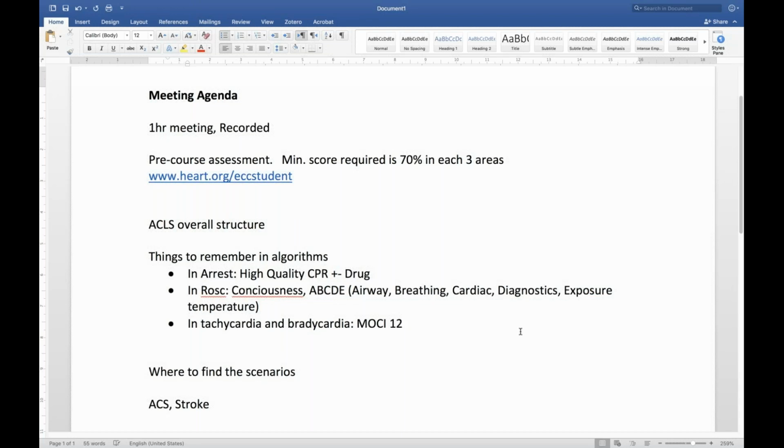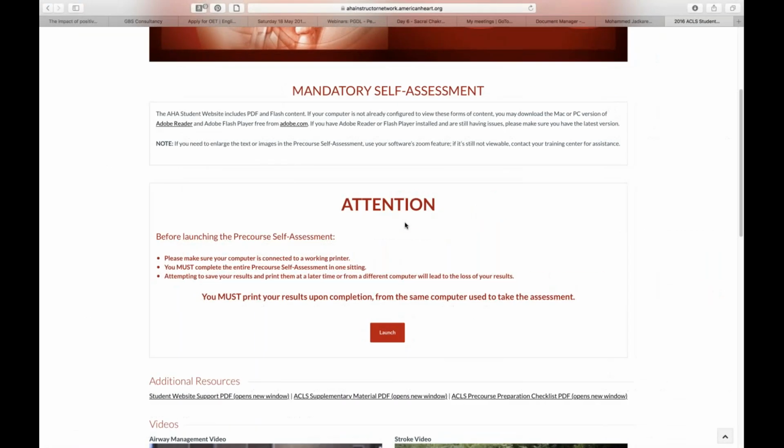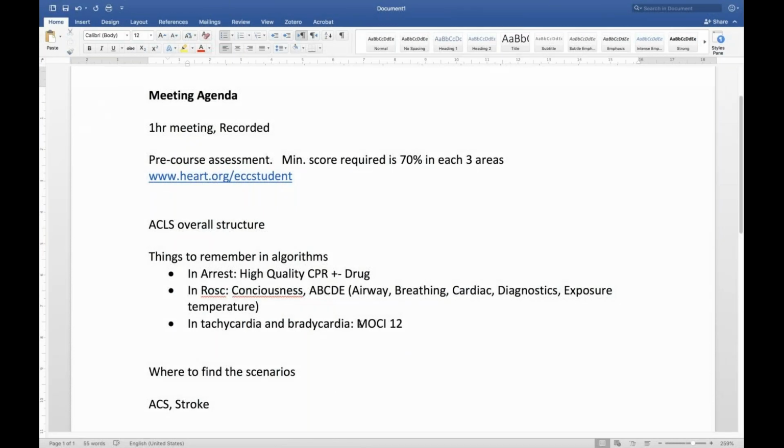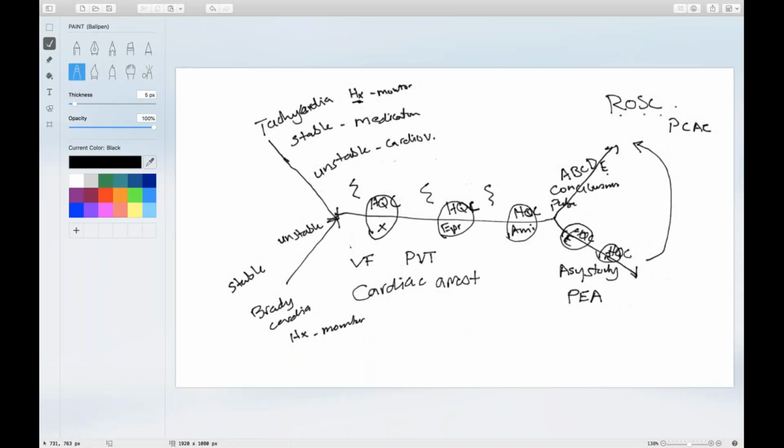Breathing, cardiac things, diagnostics, exposure, which is the temperature. Then the tachycardia and bradycardia. Now, the tip for tachycardia and bradycardia is, if you see this, MOCI 12, it is something that will remind me of what I need to do for the patient all the time. It's just a simple tip. I'll show you where to use it.